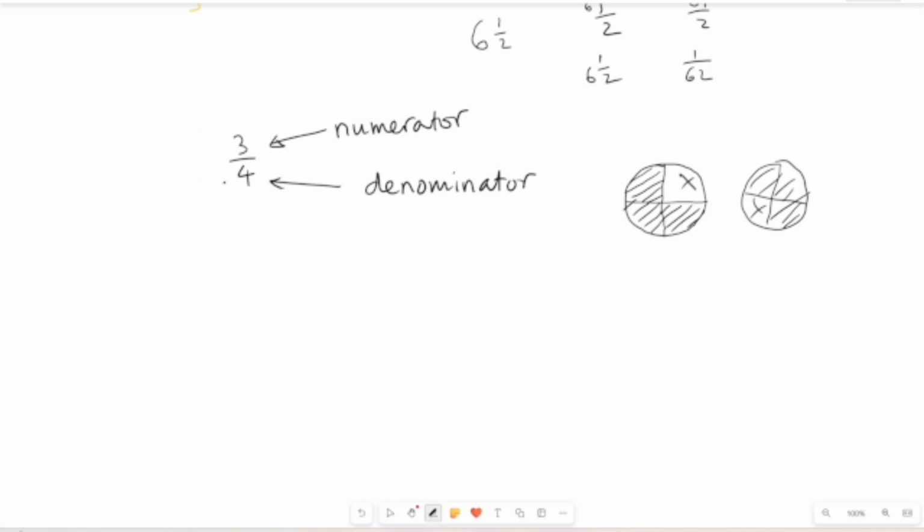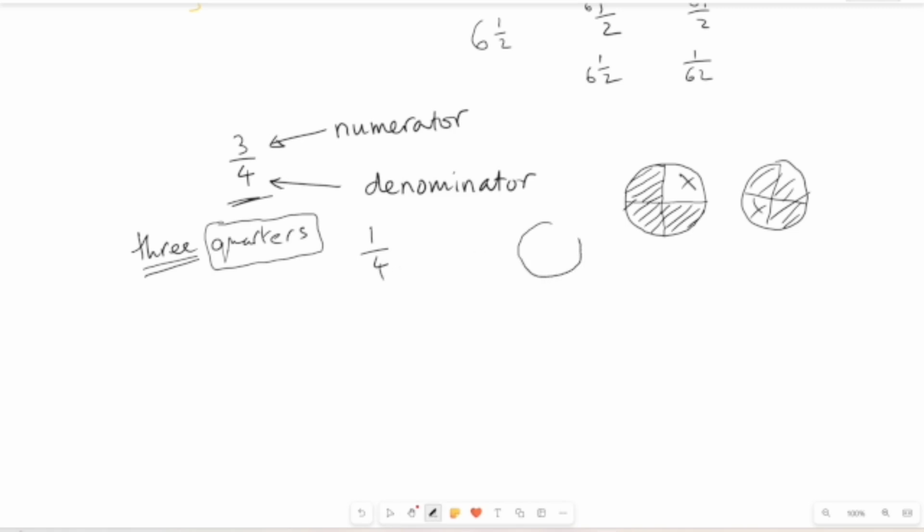When we say what this fraction is, 3/4, that is equal to 3 pieces where each piece is the size of a quarter. So let's just see what 1/4 looks like. So 1/4 is written like that.